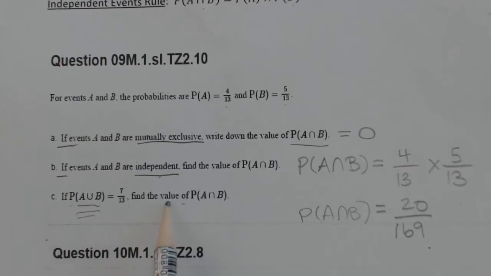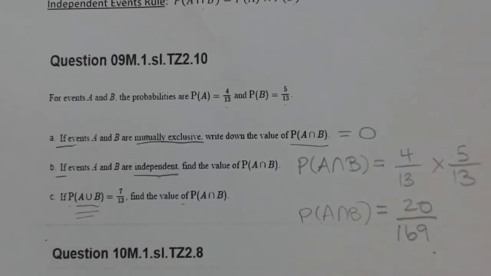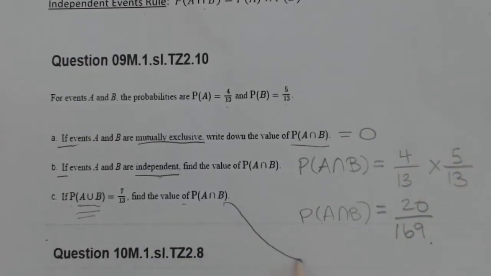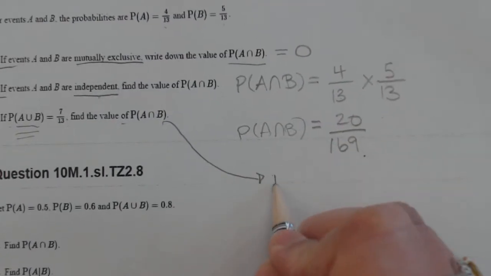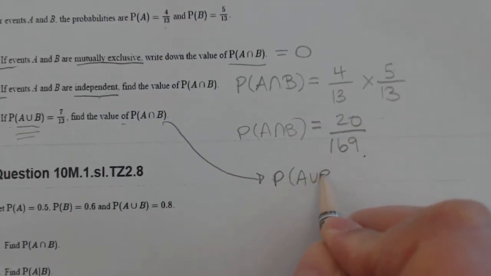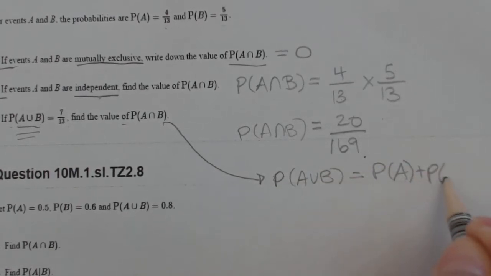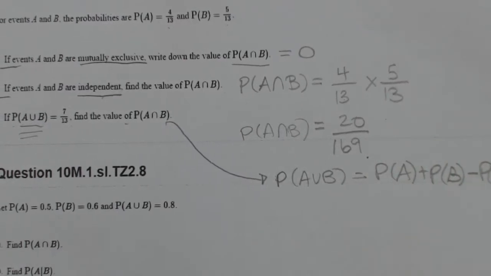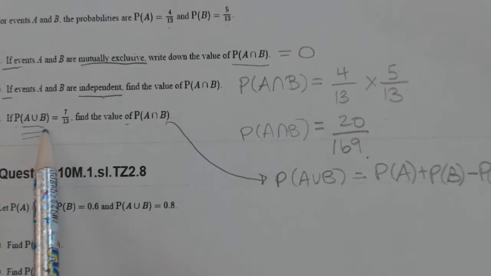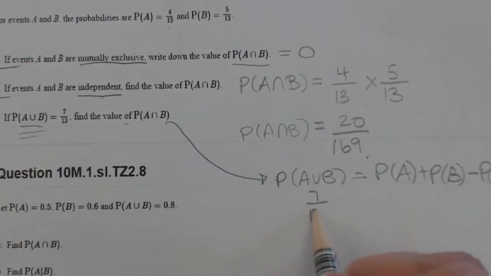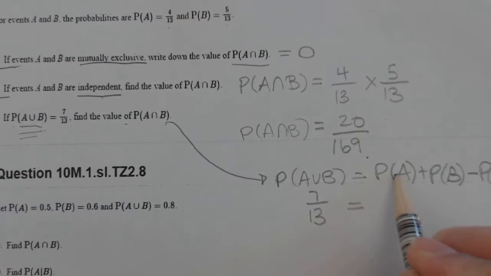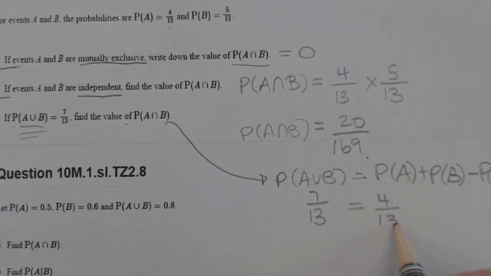What we're going to want to do is, I'll put it down over here. So we're going to be finding the probability of A or B equals the probability of A plus the probability of B minus the probability of A and B. Let's put in the information that we have. They have A union B over here, that's 7 out of 13, equals, we know the probability of A, 4 out of 13.